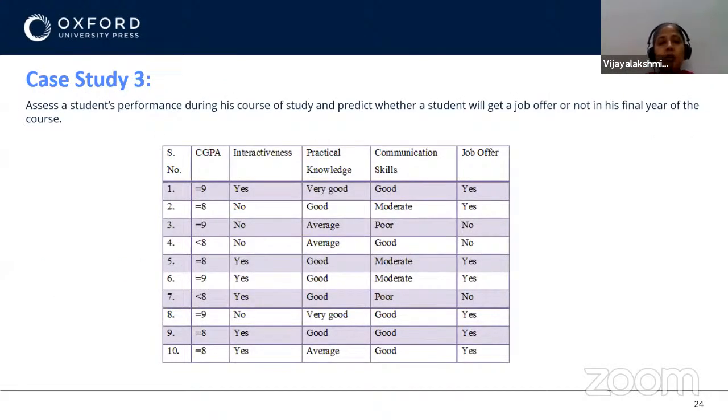So this is actually the third case study we are showing here. We have a sample data set like this. It is about the students' performance. We need to predict whether a student will get a job or not. For this kind of data, we can also use another model.